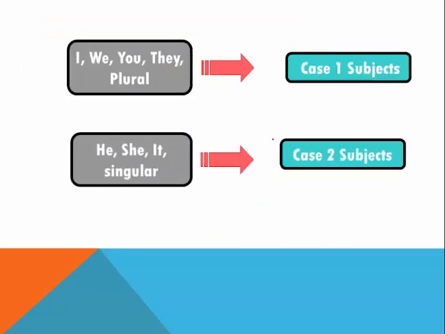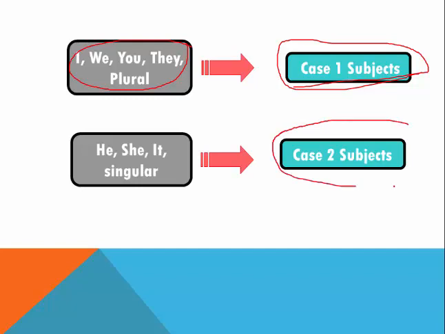So next I'm just talking about this group of the subjects as I said. Now this group of the subjects, I, we, you, they in plural, I will treat them as case 1 subjects. Later on when I am explaining I may use this term case 1 subject. So when I say case 1 subject you should understand that it's I, we, you, they in plural. And he, she, it, singular, I will call as case 2 subjects. So whenever I say case 2 subjects, you should understand that it is he, she, it and singular.